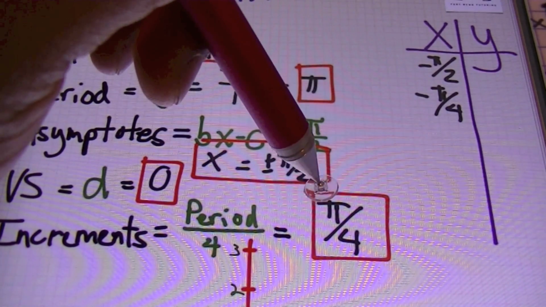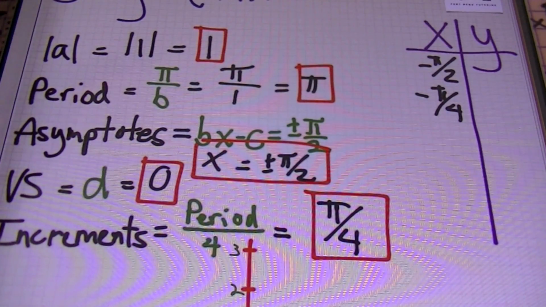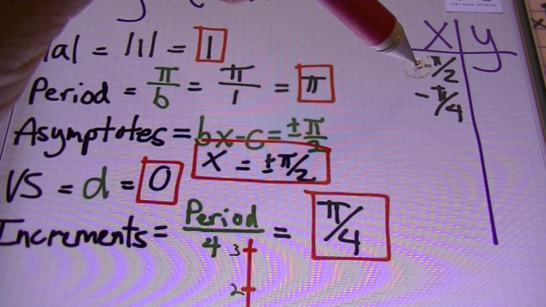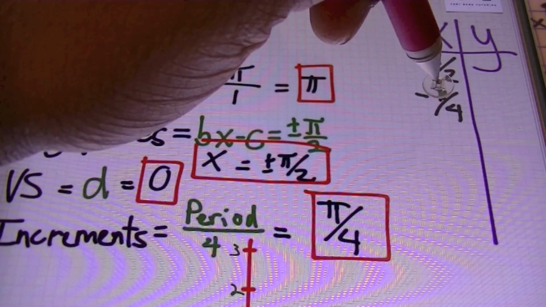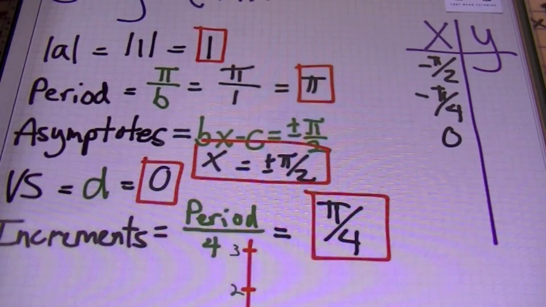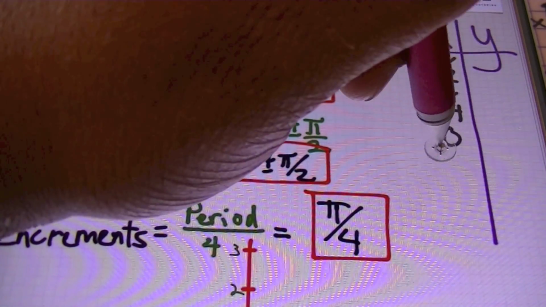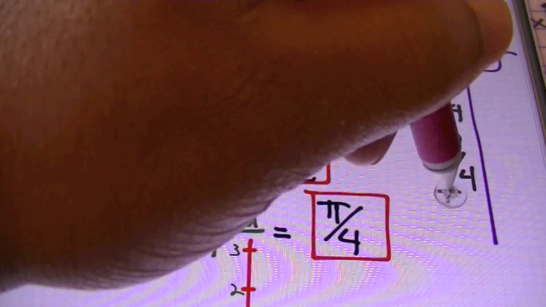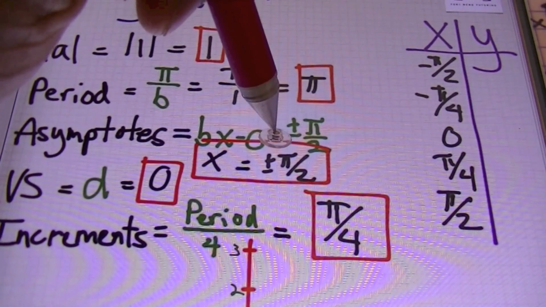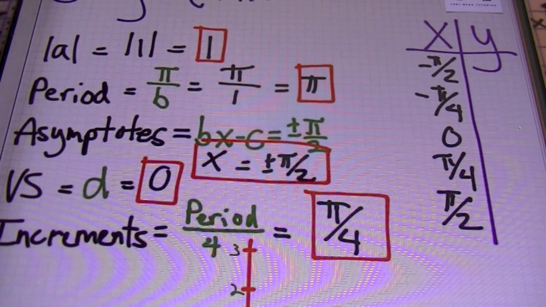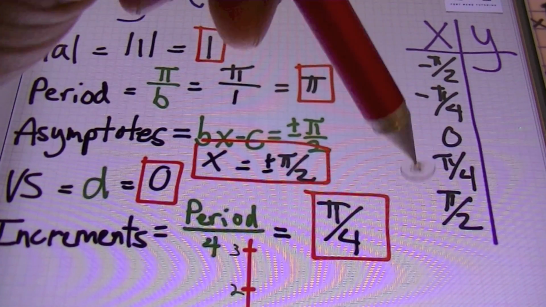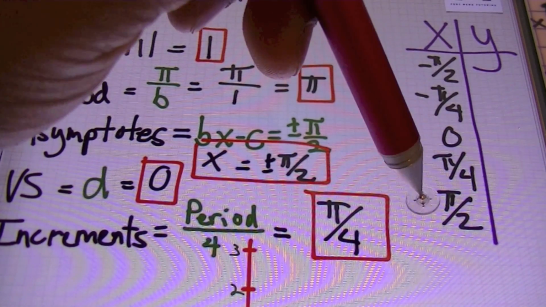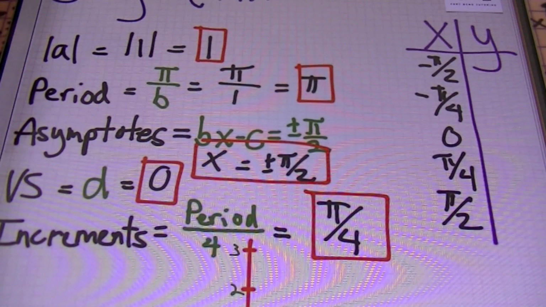Remember, we're using the increments to assist us with the XY chart. So we started out with negative pi over 2. I added pi over 4 to that, and that gave me negative pi over 4. And adding pi over 4 to negative pi over 4 gives me 0. Then adding pi over 4 to 0 gives me pi over 4. And adding pi over 4 to that gives me a result of pi over 2. Notice how we're ending up with that positive pi over 2 value. The total length, once again, of our period of the function is going to be pi, ladies and gentlemen. So notice that from negative pi over 2 to pi over 2, that gives us a total length of pi.